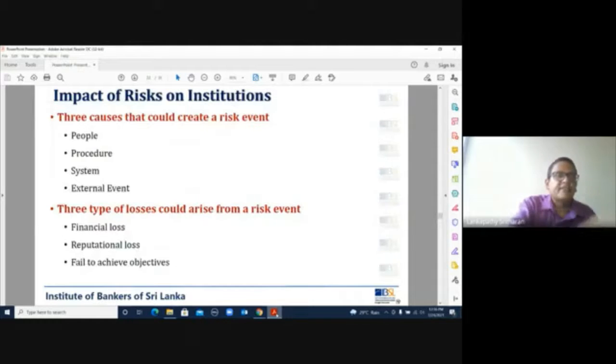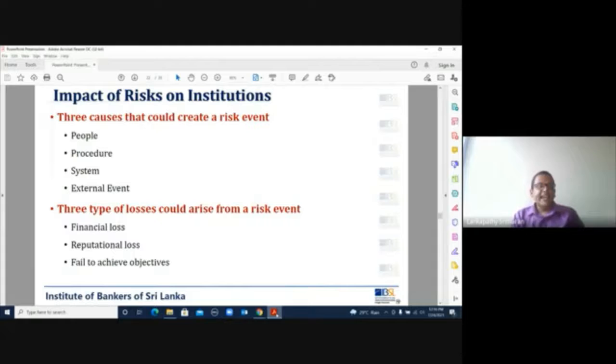I think there's a typo mistake. There are 4 causes. 4 causes that could create a risk event: people, procedure, system, and external events. 3 types of losses could arise from a risk event: financial losses, reputational losses, fail to achieve the objective, or business continuity.